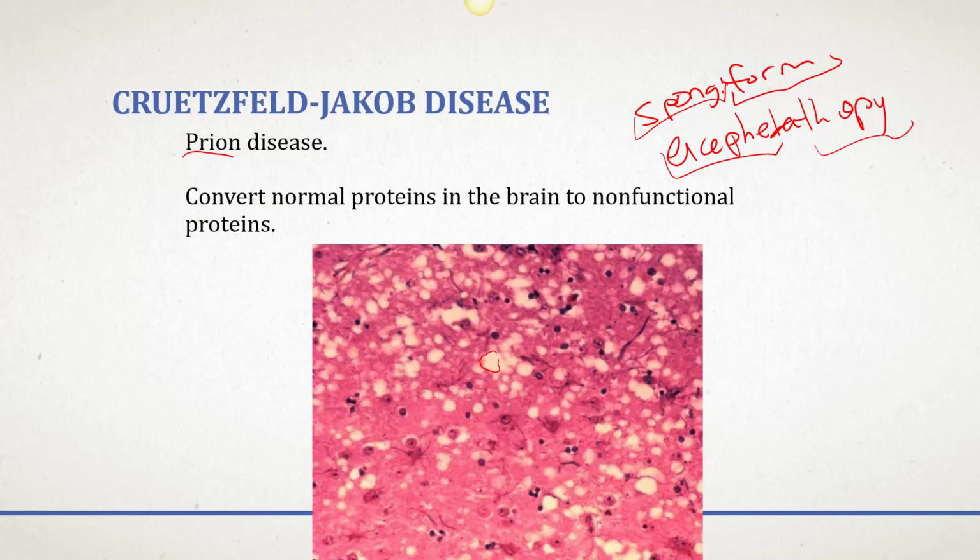So with these prion diseases, again, they're infectious proteins. Creutzfeldt-Jakob's disease is the human form of this. It's kind of the human mad cow disease type deal.